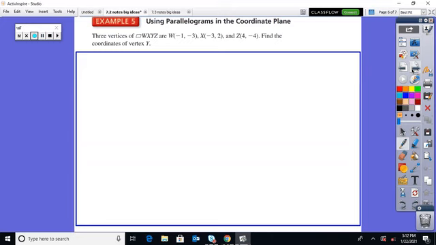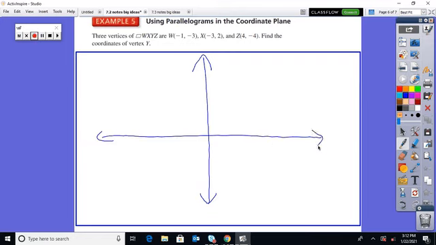Last example today is we can actually use the properties of parallelograms to find a fourth coordinate if we're given 3 points of the parallelogram. So in this case, we're given W, X, and Z. We want to find the missing Y. So go ahead and sketch out an XY axis and plot the 3 points that are given.